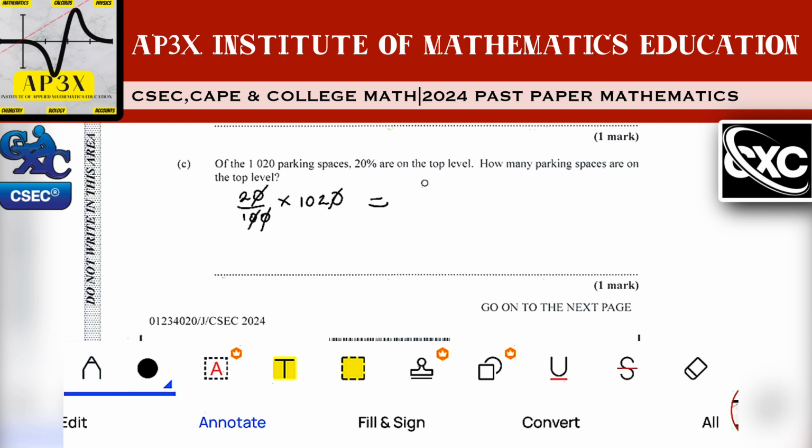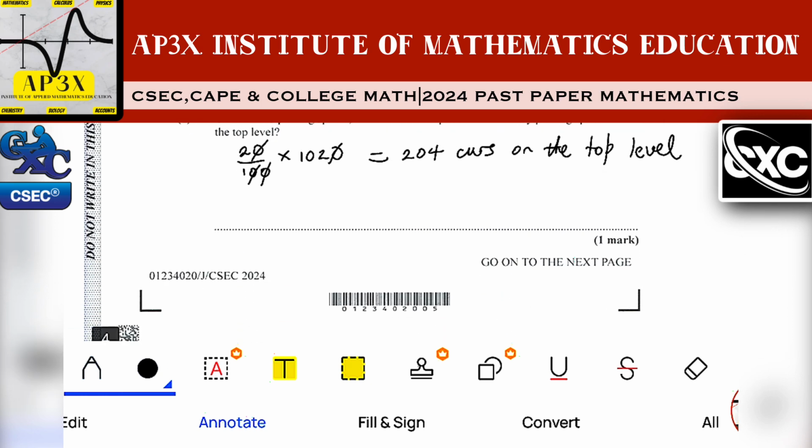So we end up with 2 times 102, and that's going to be 204 cars on the top level. All right, nicely done there. All right, so let's just move on.